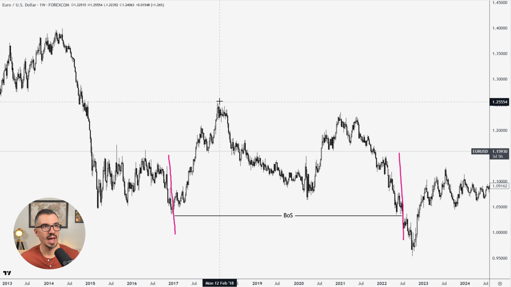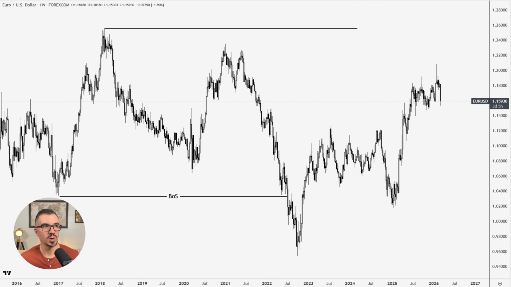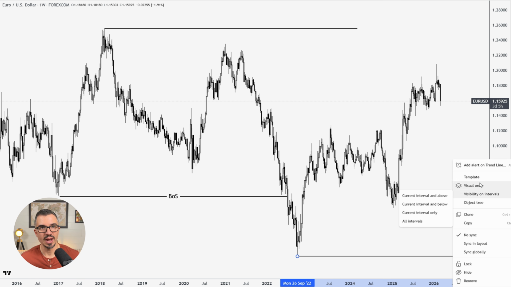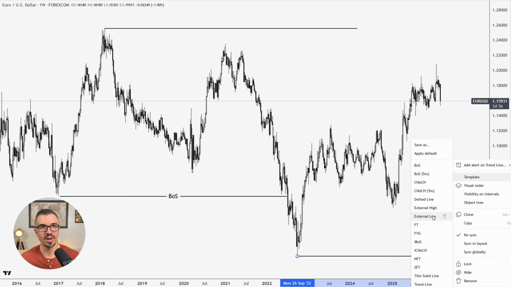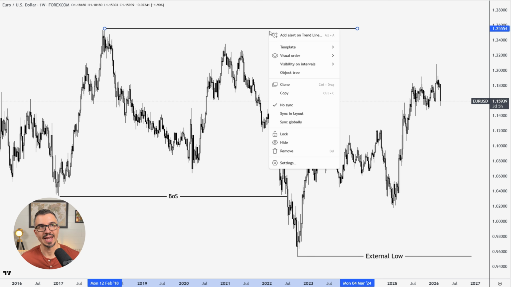Now, once we had the euro giving us this pullback right down here, inside of this range, then we knew that this down here was our external low. So we have the external low down here, and we have this external high up here. So let's mark these out. Right down here, guys, you have this level as your external low, and you have this as your external high.